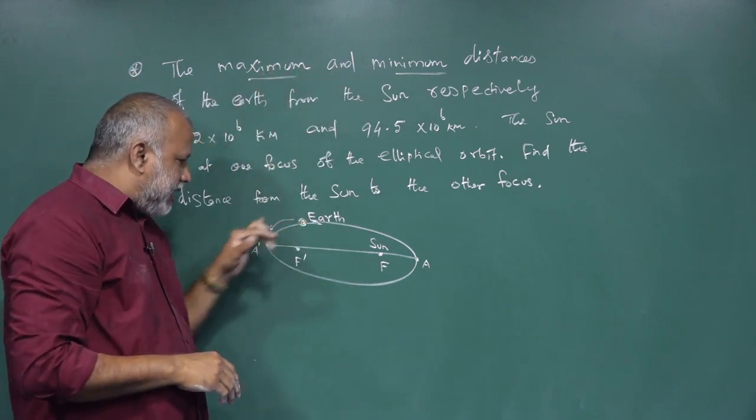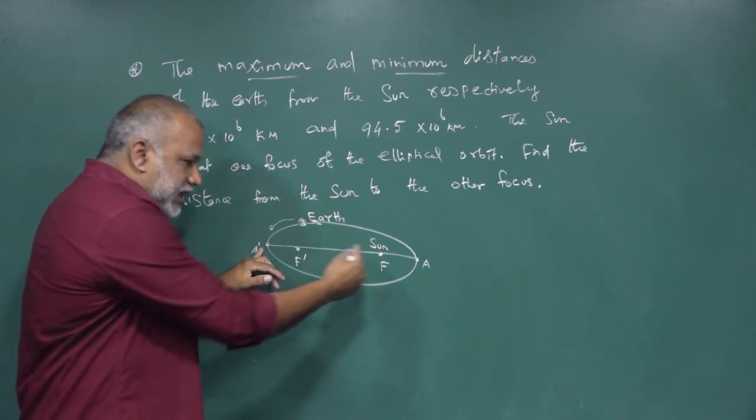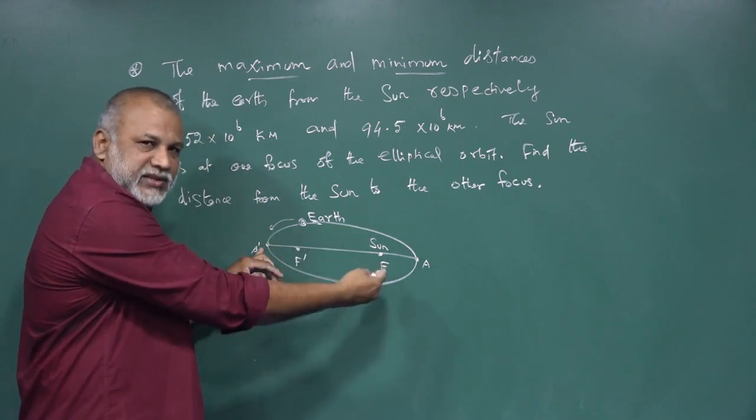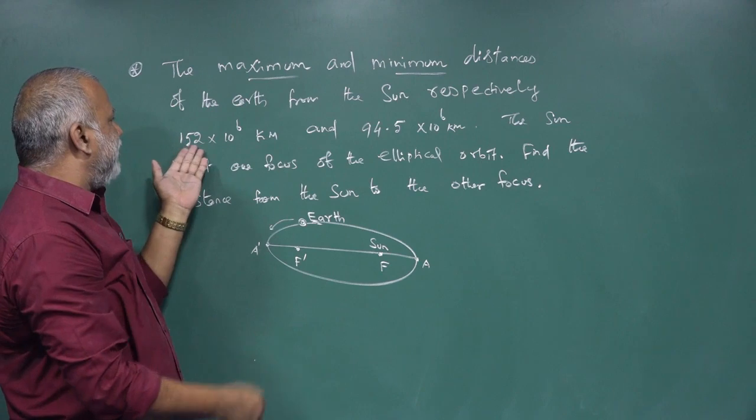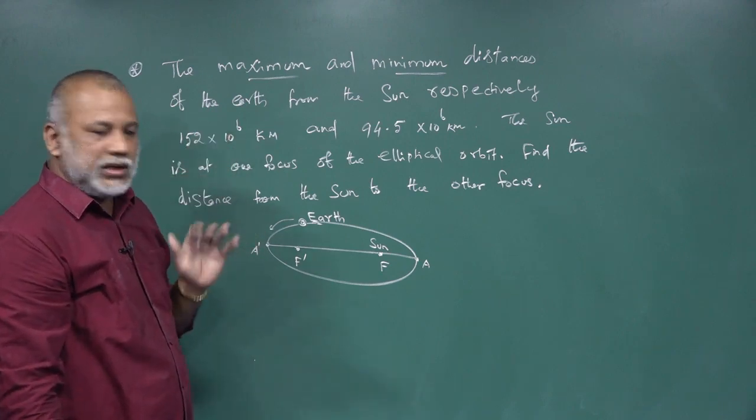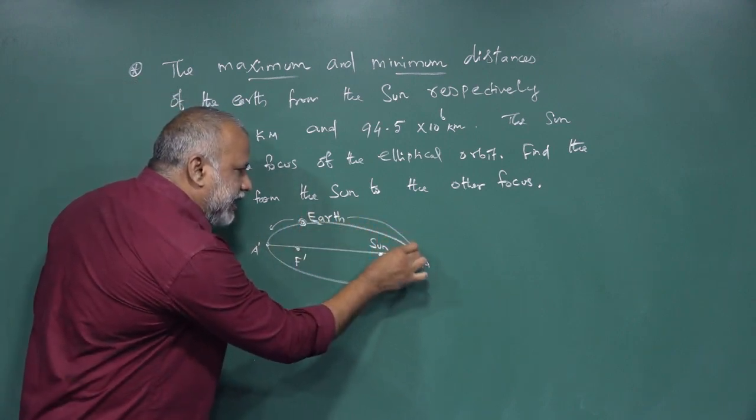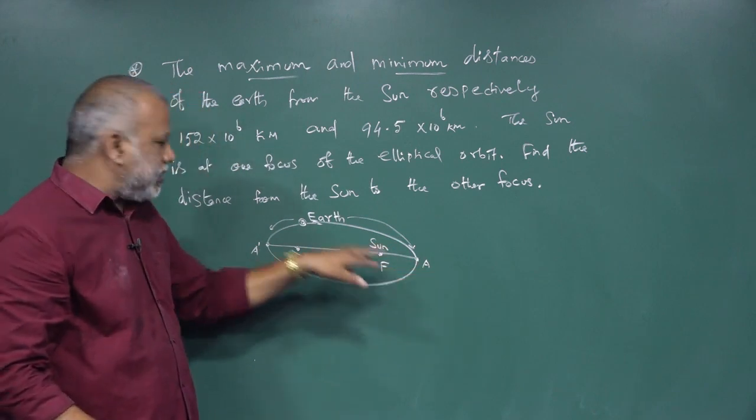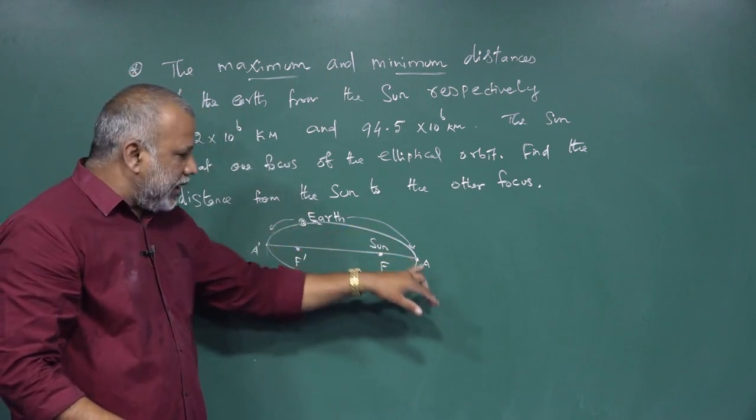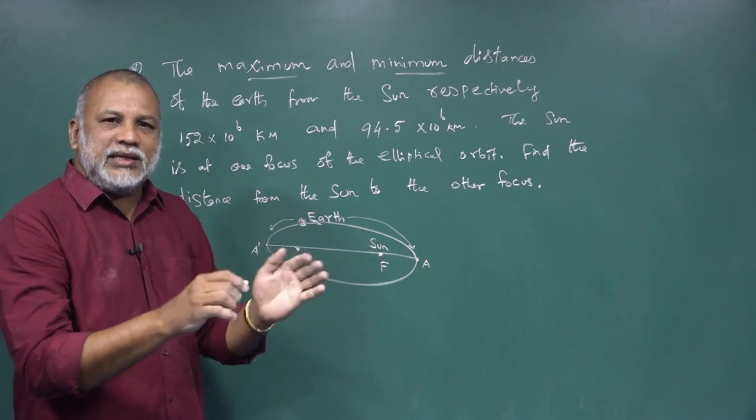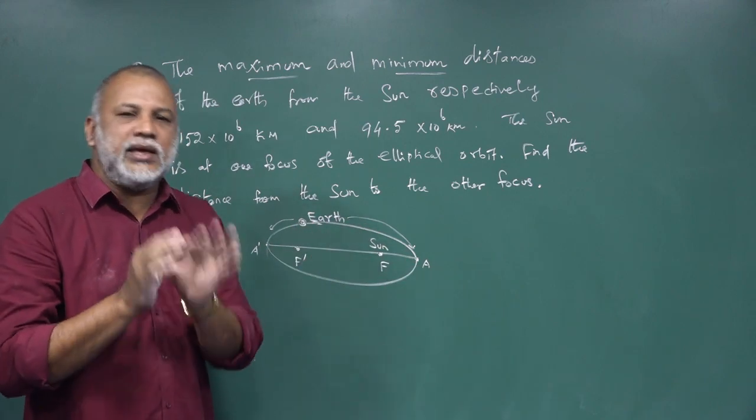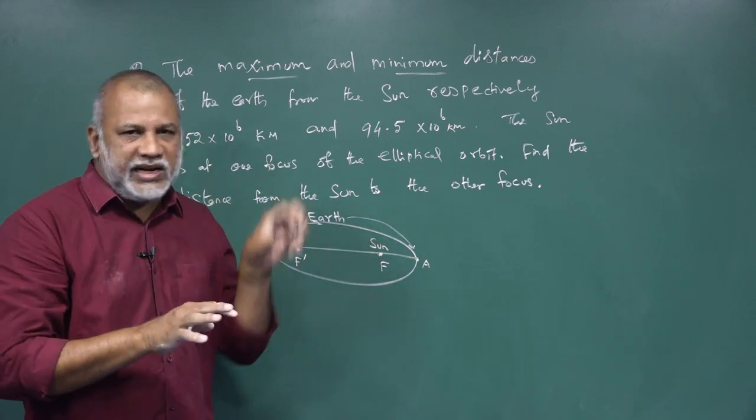So if the earth is at A dash, that is the longest distance from the sun, the given maximum distance, 152 into 10 to the power 6 kilometers. If the earth is at A, consider the earth is revolving, that is the minimum distance, or we can say the shortest distance. This is the given data.